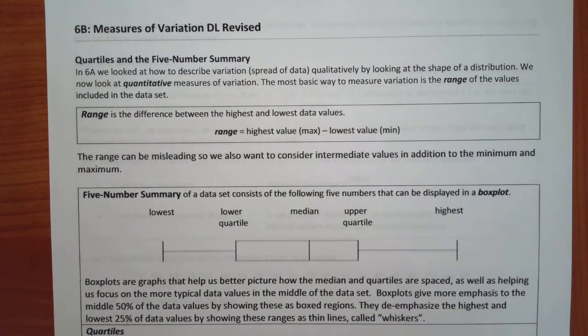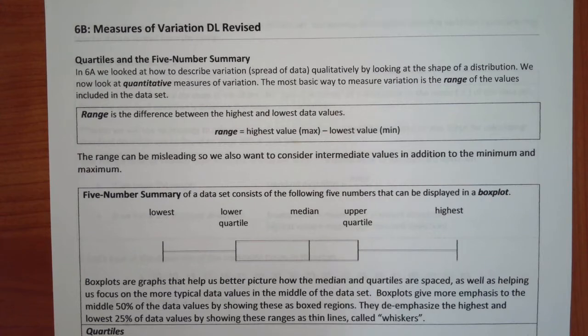Okay, this is 6B, measures of variation. In 6A, we talked about how to describe data. We looked at the variation, we looked at the modality, we looked at the skewedness. And sometimes we don't want to look at all the data. We want to look at just some very specific values that tell us a lot of information. So what we're going to talk about today is quartiles and the 5-number summary. And we'll see what these are as we go through.